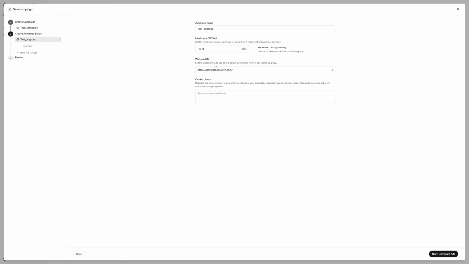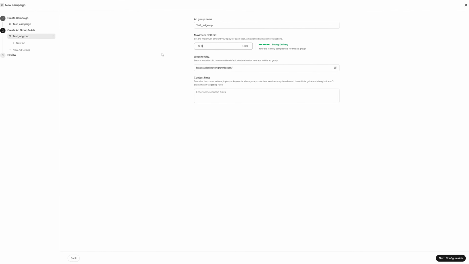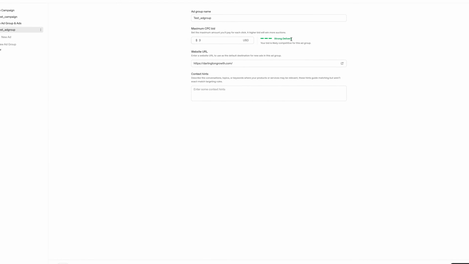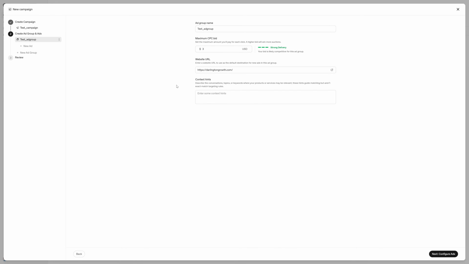Now, they do give you an estimate. So if I put 3, it says strong delivery. If I say 250, it says may not deliver. So I don't know what this middle stoplight is. I don't know how you can trigger that because it goes from $2.99, it says may not deliver, and then 3, it says strong delivery. I'm just going to put the recommended amount right here.